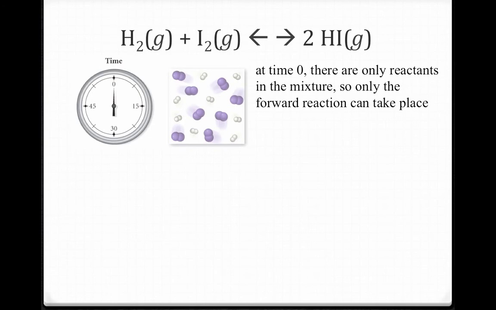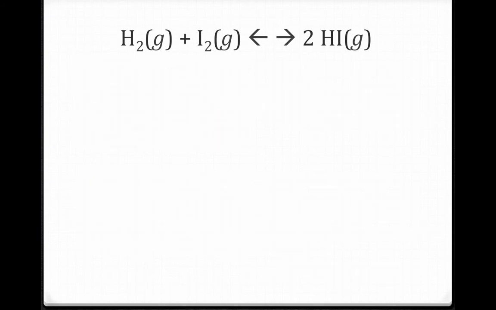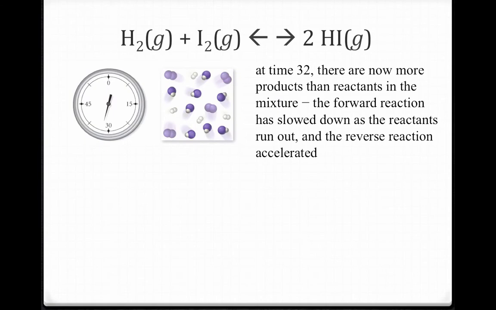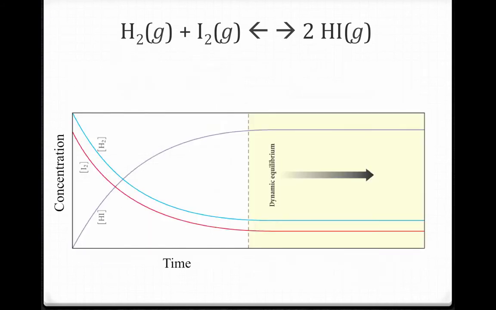So if we look at another example, at time 0, there are only reactants. We don't have any products made, so there are only reactants. So basically, the product concentration is 0, and the reaction is only moving forward. At time 16, which is just an arbitrary time in the reaction, you have both reactants and products, so the forward and reverse reactions are taking place. At time 32, there are now more products, so actually the forward reaction rate is slowing, and the reverse is speeding up. And at time 48, the amounts of products and reactants have not changed, so equilibrium has been established at this time.